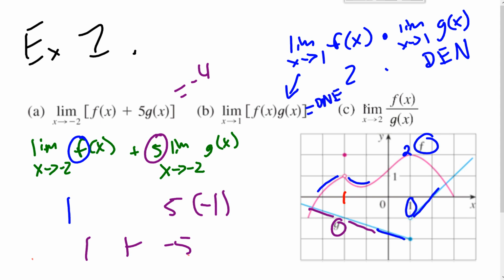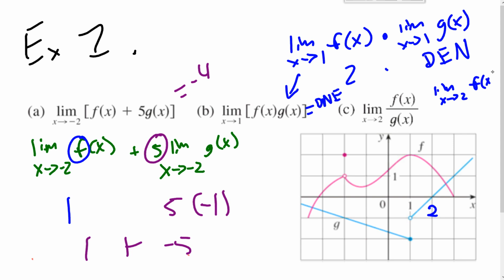And then f divided by g at 2. So here at 2, maybe I'll erase this for you. I'll be nice. So f on top. So this would be just the limit as x goes to 2 of f of x, and then divide that by the limit as x goes to 2 of g of x. So I need to find the limits as x goes to 2 of each of these functions.